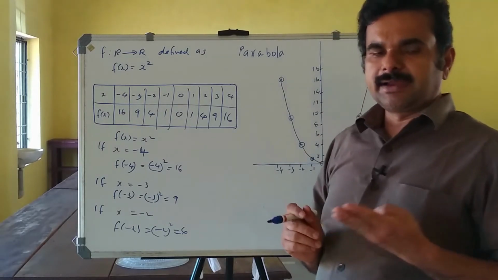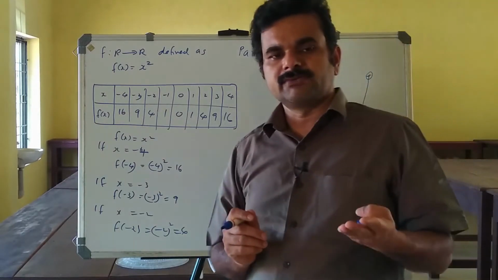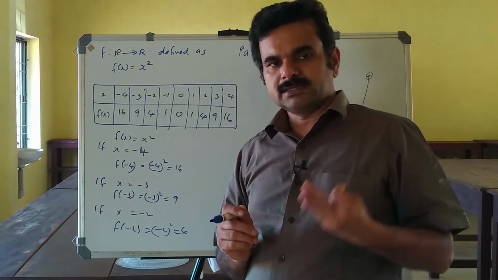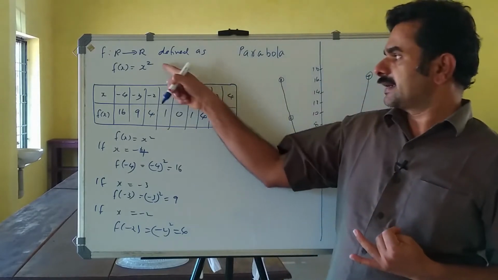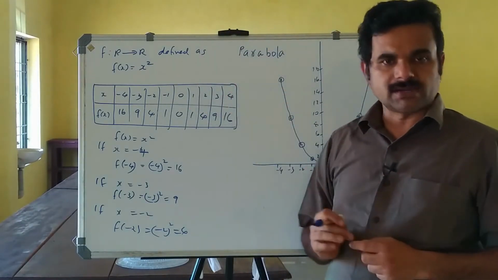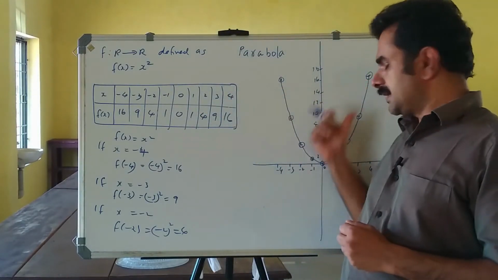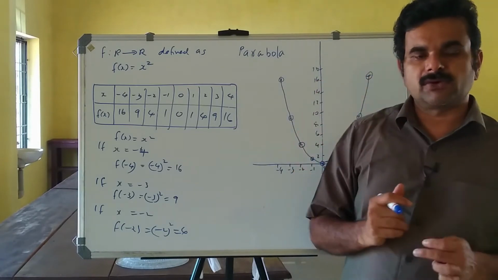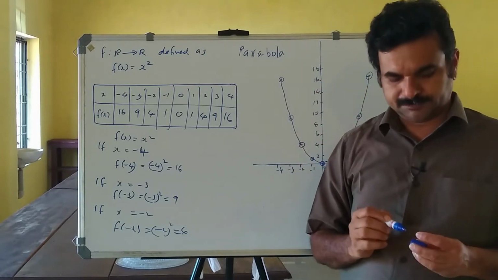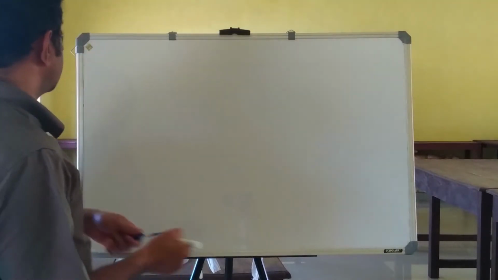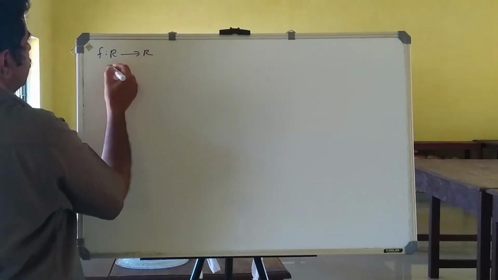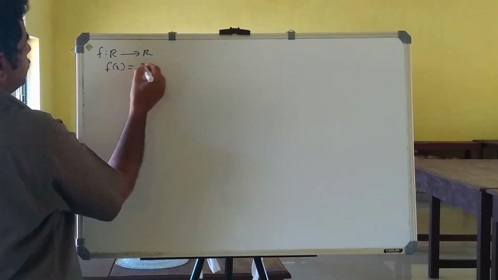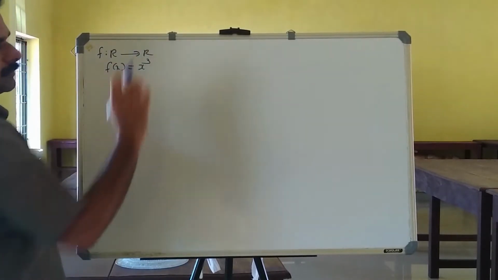First one, identity function. Second function, constant function. Third one, parabolic function, or polynomial function of the second degree, or quadratic function. Its graph is a U-shaped one, which is called as what? Parabola. Okay, another function is also defined from real number to real number, and f of x is x cube.